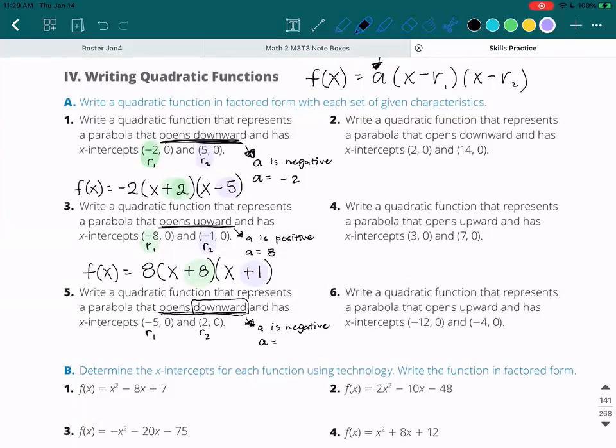Right, -5. All right, -5. Cool. So f of x is equal to, so let's put our a value, so -5, parentheses, x. Okay, so then here is our R1. It says -5. Should I say +5 or -5? Plus. +5, good.